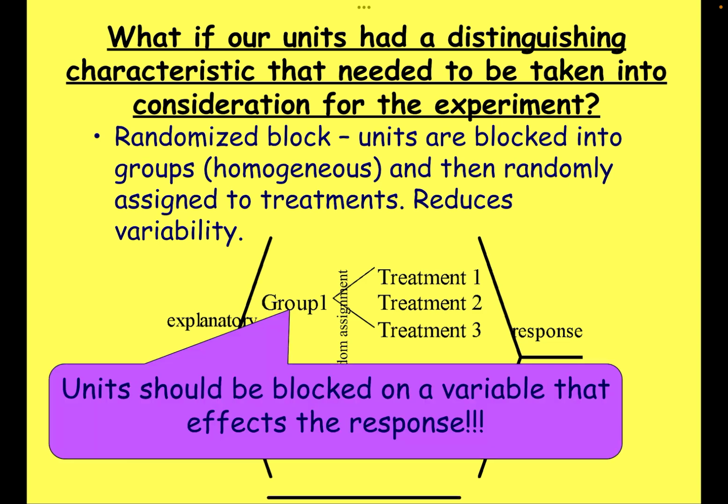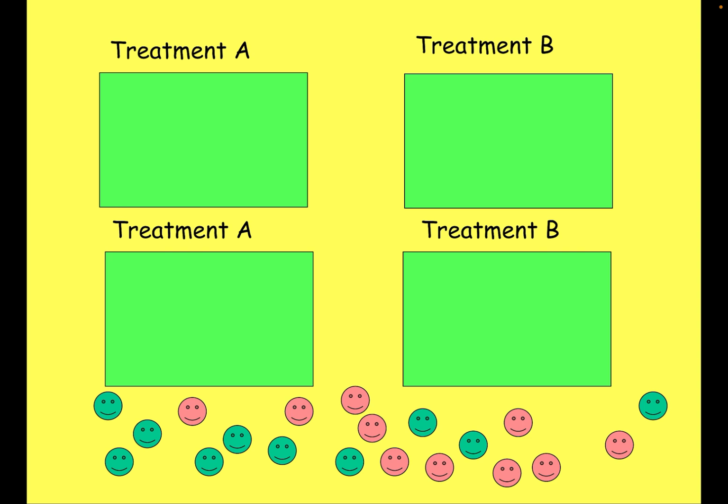Again, units should be blocked on a variable that affects the response. If the variable is not going to affect the response or the outcome, then it's not something that we need to block on, unless we need to see if it has an impact. We can also do that too. So let's take a look here.